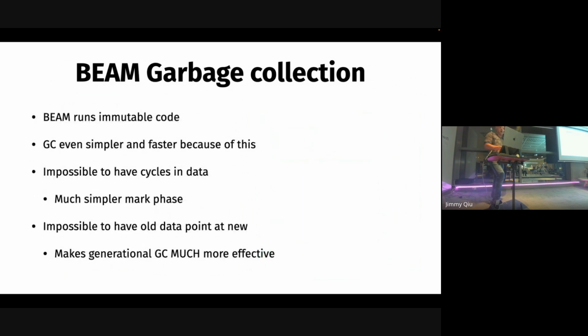The cool thing with Beam garbage collection is it gets a bunch of superpowers. Because Beam is immutable, the garbage collection gets even simpler, because with immutable data you can't have cycles. That's a whole bunch of stuff you don't have to worry about in the garbage collection algorithm, because immutable data, old data cannot point at new data by definition. Immutable data doesn't work that way.